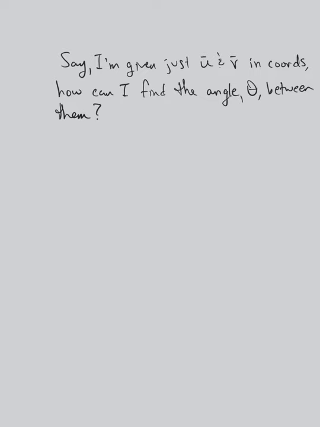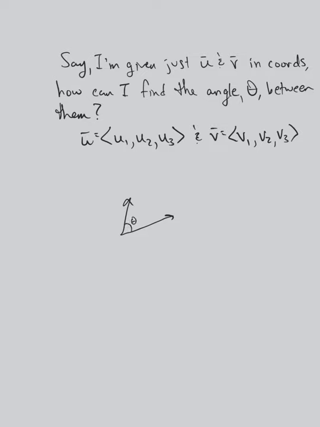Okay, so say I'm given u and v in coordinates. So I might have u is equal to, this is going to be 3 specific numbers, okay, like that. And then v has coordinates too. And again, this doesn't have to be in 3 dimensions. I'm just writing it in the most general form, okay, like that. And say I just have these 3 numbers, so I might be able to draw those like that, but I'm trying to find this angle.